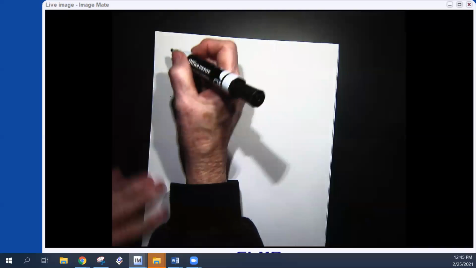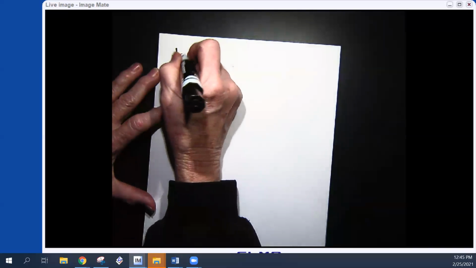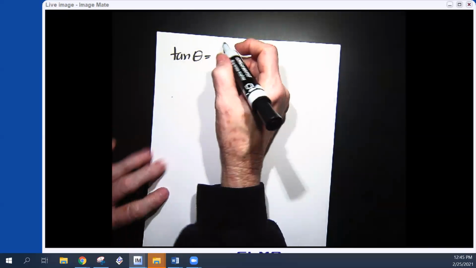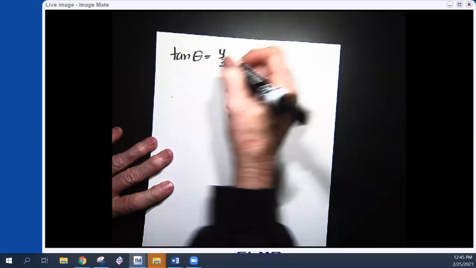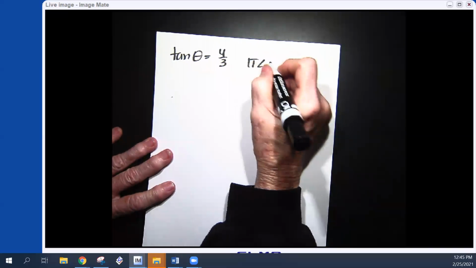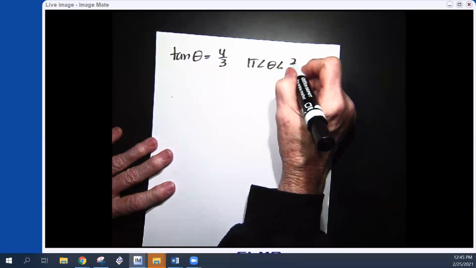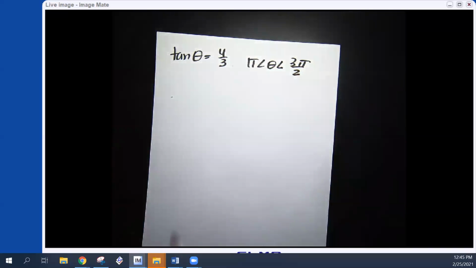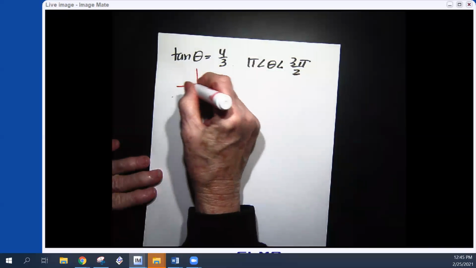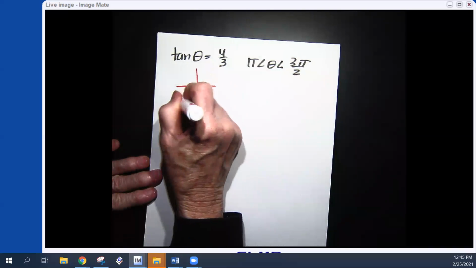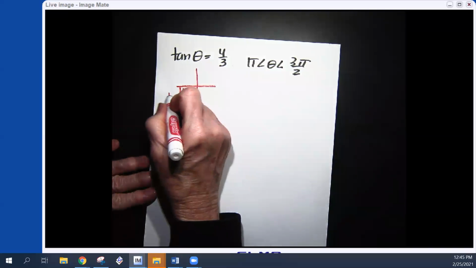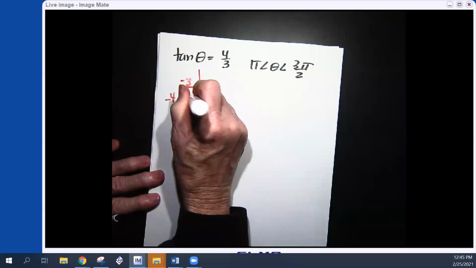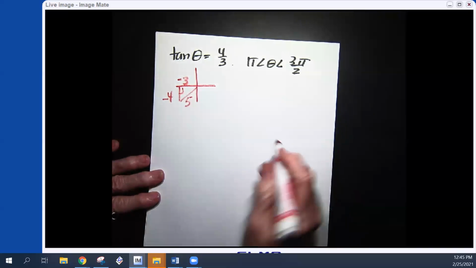So if I said that the tangent of theta is equal to 4/3, and it falls in the interval pi is less than the angle, which is less than 3pi/2, so between those two angles. So I know in working this problem, I'm going to need to draw a triangle in quadrant 3, opposite, adjacent, and then in quadrant 3, these are both negative, so that's now a positive 5.